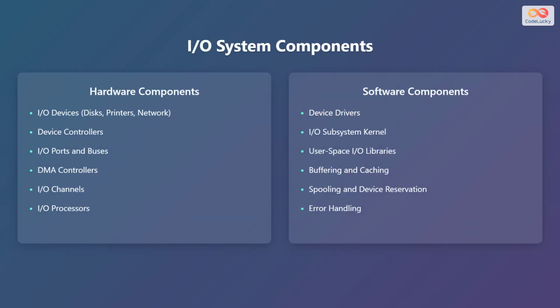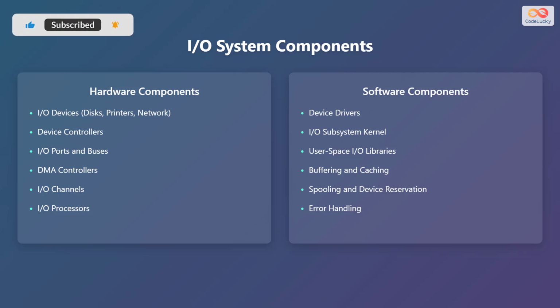Let's delve into the key components of input-output systems. Firstly, let's look at the hardware components. These include various input-output devices such as disks, printers, and network interfaces. Next are the device controllers, which manage the interaction between the input-output devices and the system. Input-output ports and buses provide the physical pathways for data transfer. Direct memory access, or DMA, controllers enable devices to access memory directly, and finally, input-output channels and input-output processors handle more complex input-output operations.